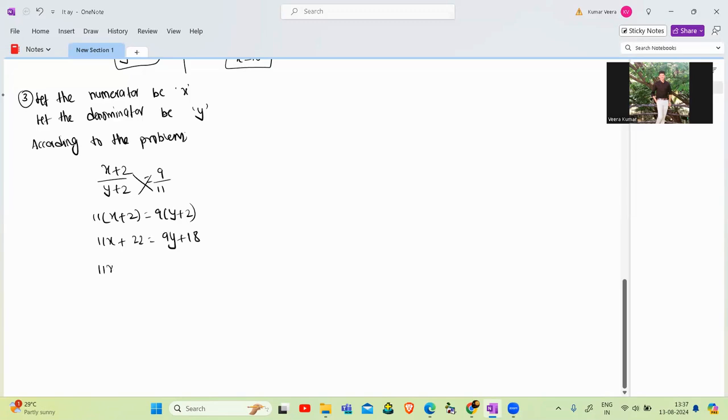So you send everything across: 11x minus 9y is equal to 18 minus 22. I took the variables to the LHS side and the constants to the RHS side. So 11x minus 9y is equal to minus 4. So this is the first equation.